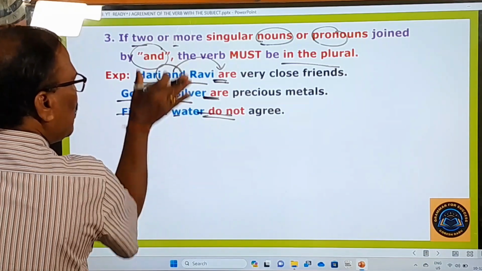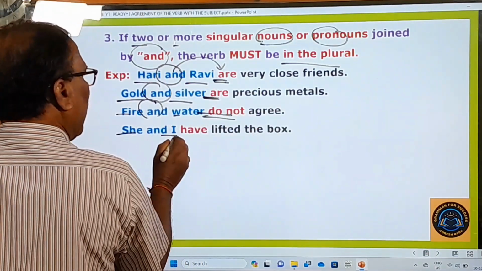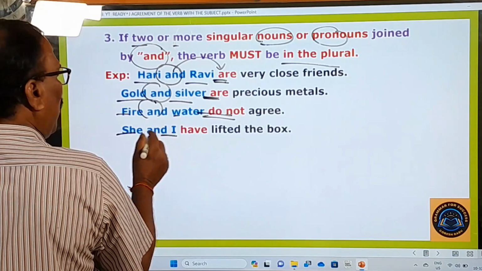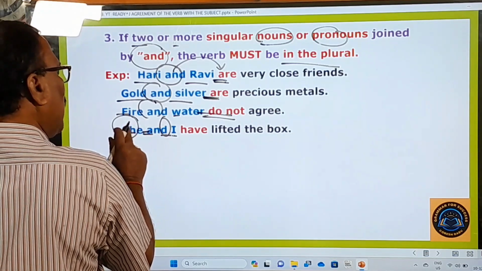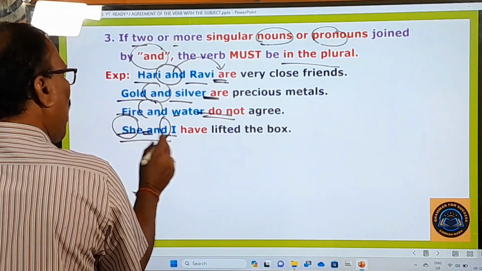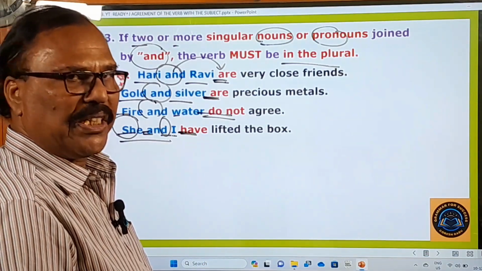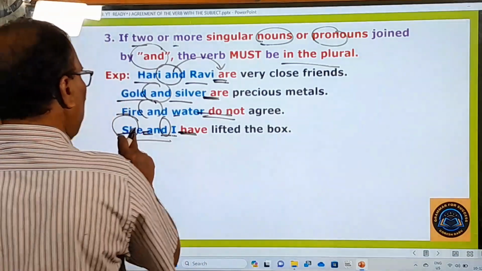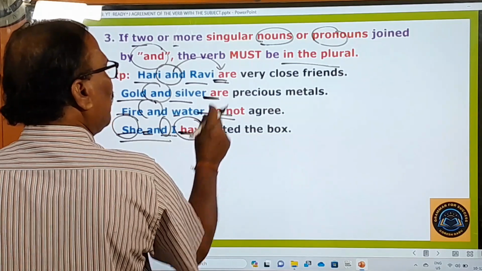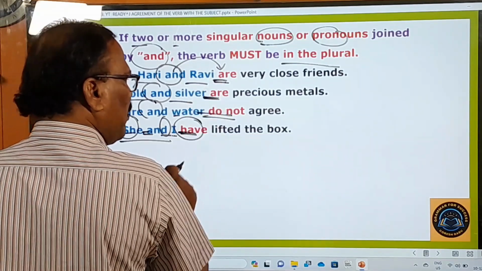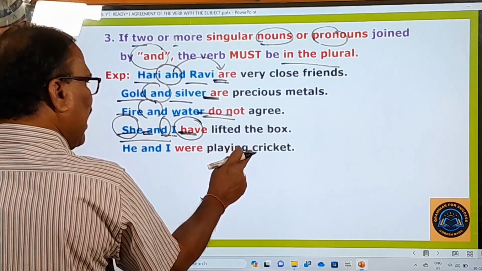So these are all plural subjects now. Fire and water do not agree. She and I: here we are joining two pronouns. She is a pronoun, I is a pronoun. You have joined these two pronouns with 'and'. So this forms a plural subject, and therefore we have to use only the plural helping verb after it. She and I have lifted the box. 'Have' is a plural one. These are all plural verbs, plural helping verbs, right?